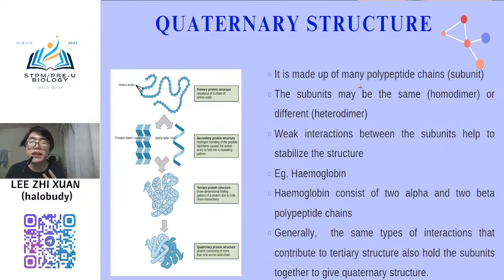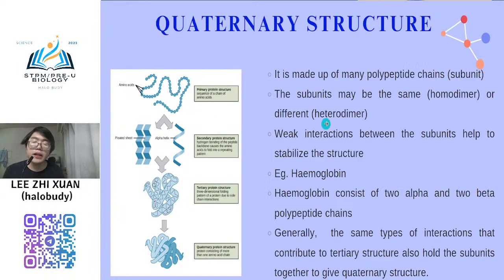But this one contains 2 or 3 or 4, at least 2 polypeptides, so that they form what we call quaternary structure. And then the subunits may be the same or may be different, meaning that the A chain and B chain have totally the same amino acid sequence, or they can be different, meaning that the A chain and B chain are totally different. Maybe the A chain contains 100 amino acids, and the B chain contains only 60 amino acids, like that.